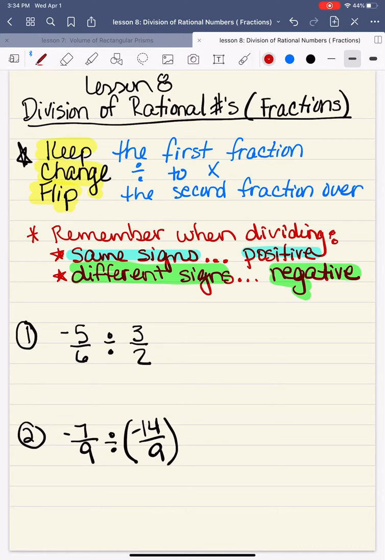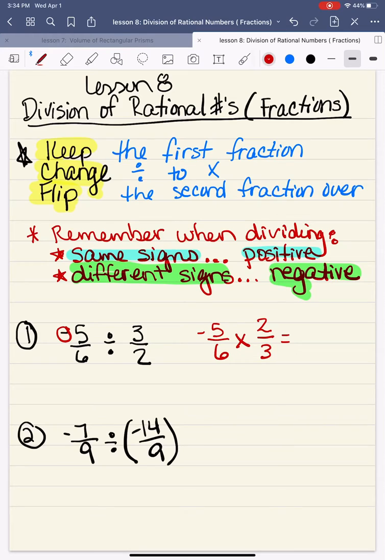So on the first problem, I'm going to first set up our keep, change, flip. So I'm going to keep the first one, change to multiplication, flip the second one over. We learned in a previous lesson that the negative symbol can be on the top of the fraction or down in the denominator or in front of it. So if you move it around from top to bottom or directly in front of the fraction bar, that's perfectly fine. So I'm going to determine whether my answer is positive or negative.